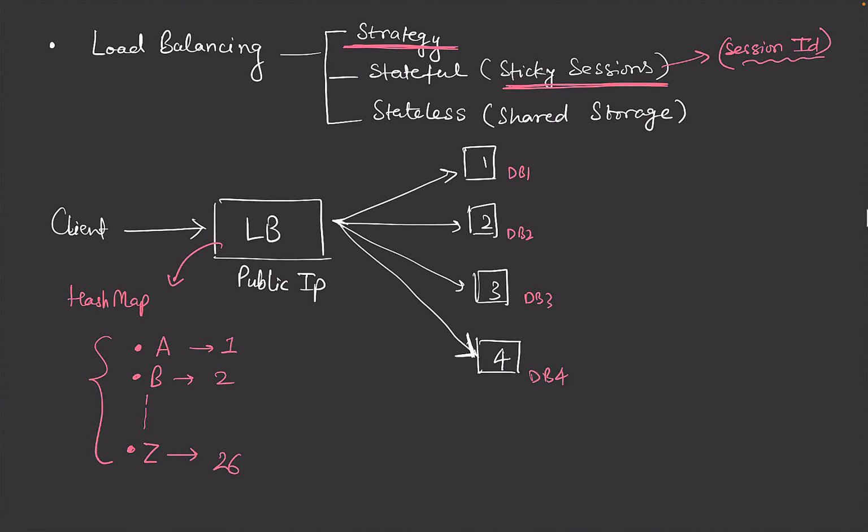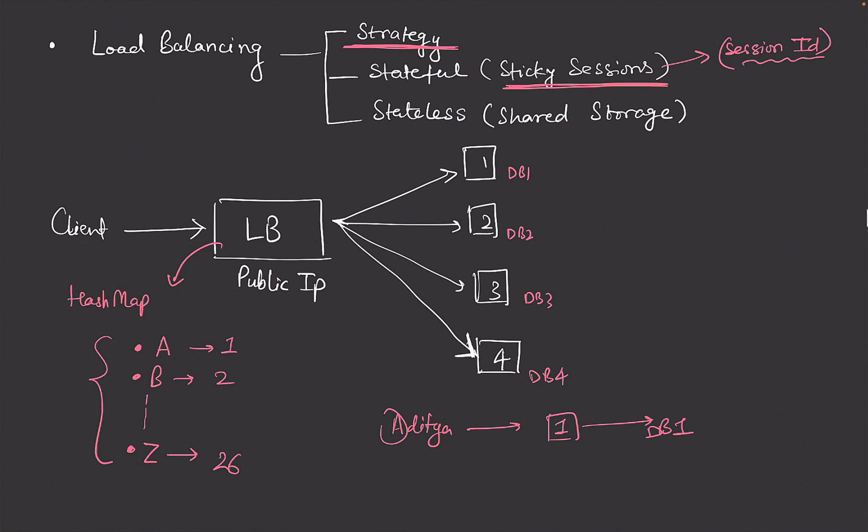Now let's say a person named Aditya asks the load balancer, which server should I go to? It will say go to server 1, because the name starts with A. Server 1 will go to database 1 and store information of Aditya. So when Aditya comes again to the load balancer and asks for his information, it will again send him to server 1, and then server 1 will query database 1 and give the data to Aditya.